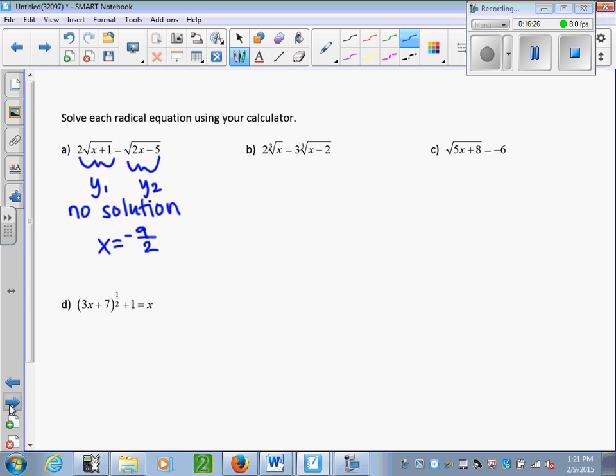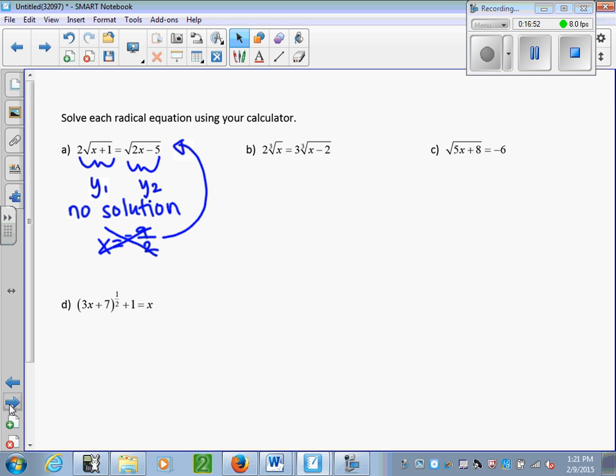Another way to figure out if it's extraneous, which is not a huge thing you're probably going to have to do very often, but you can check it by putting the x back into your original equation, and when you plug it in, both sides should match. If they do not match, then it's an extraneous solution. Does not count as a solution. Okay? So no solution for A.